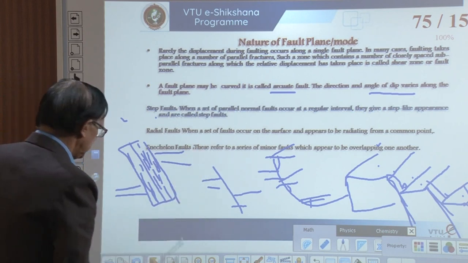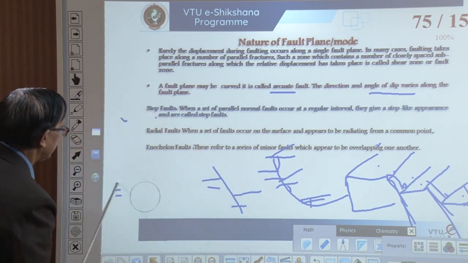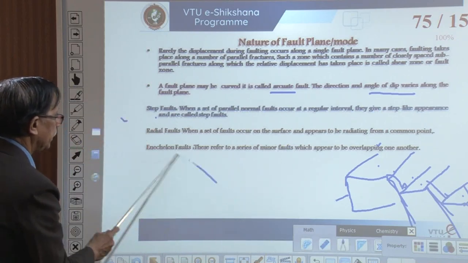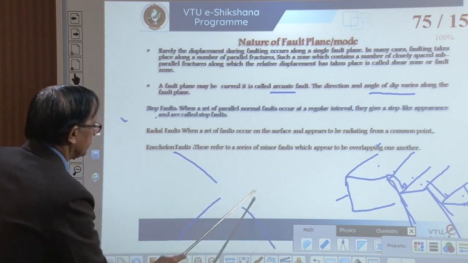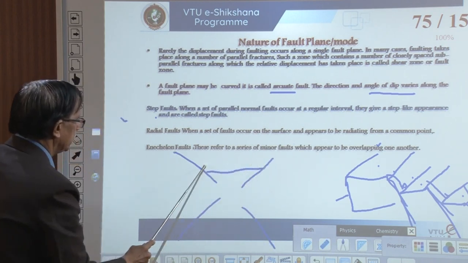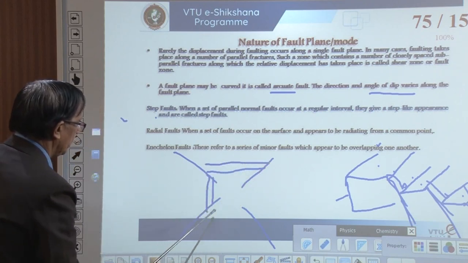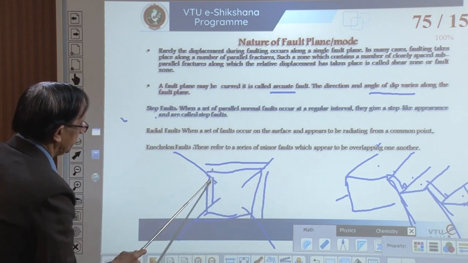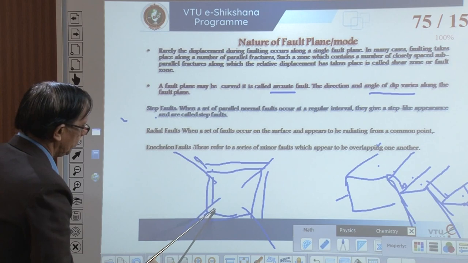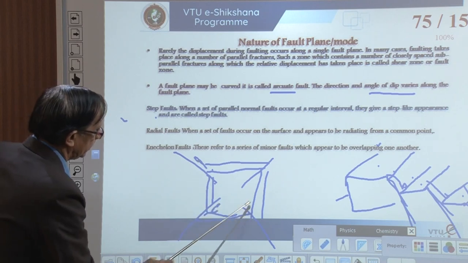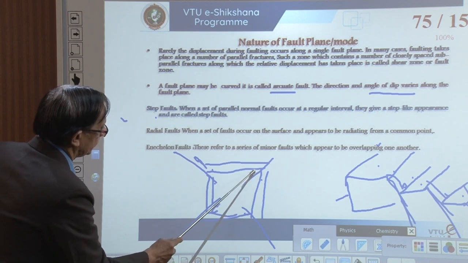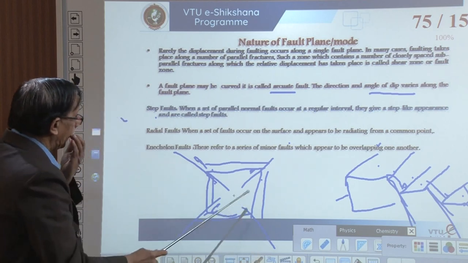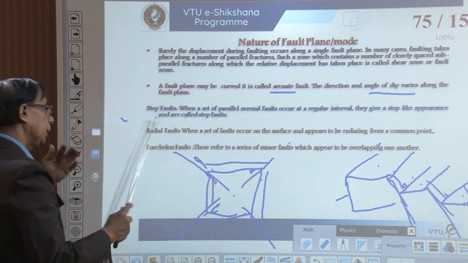Radial fault: they appear to radiate from a common center. We call it radial fault. For example, there is one fault plane, another fault plane, another. This was the original block. Like this, you see, these were together, but this moved this way. But all fault planes appear to come from a common center, while different layers moved in different directions.